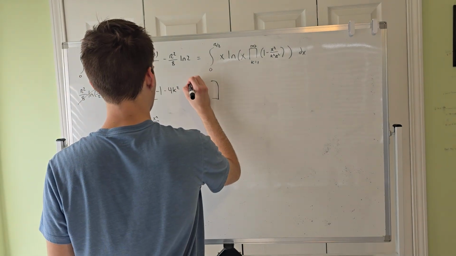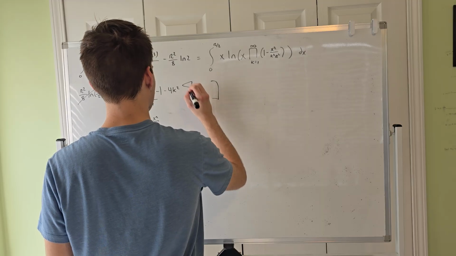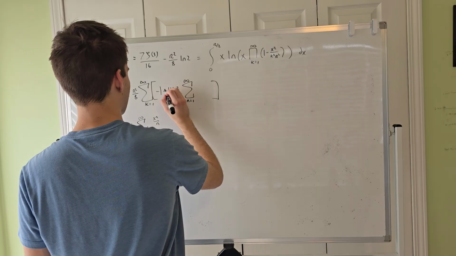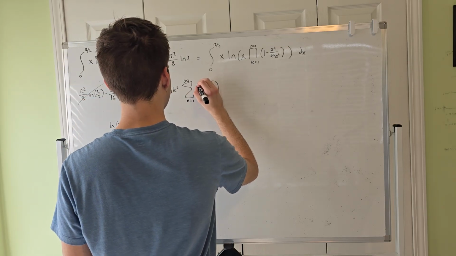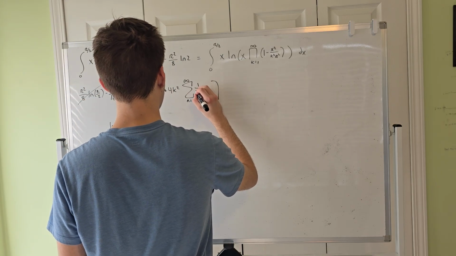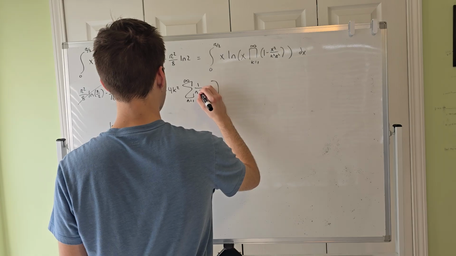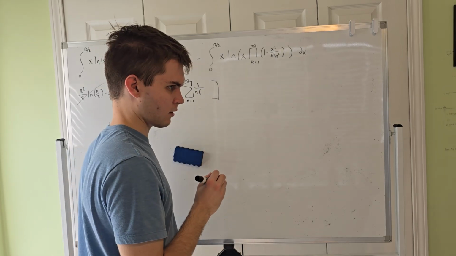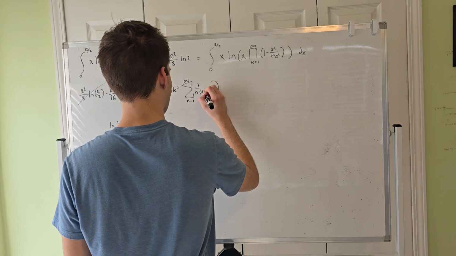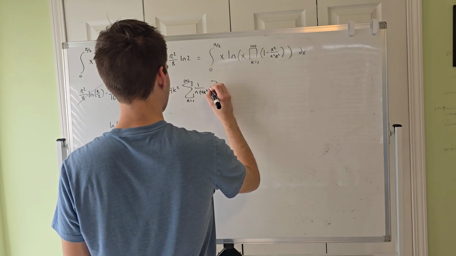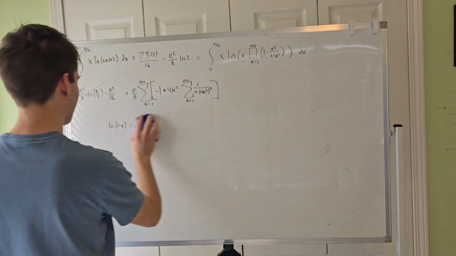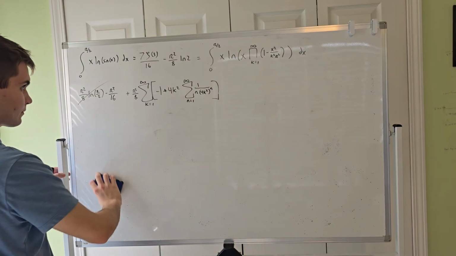as sum from n equals 1 to infinity, or actually there's a minus, so we can put the minus out here. 1 over, it's going to be n times 4k squared to the n. Okay, so that's what we're going to get from expanding that logarithm.